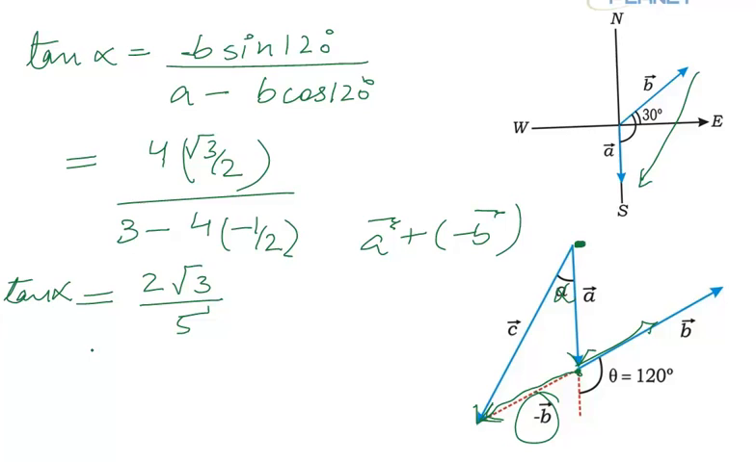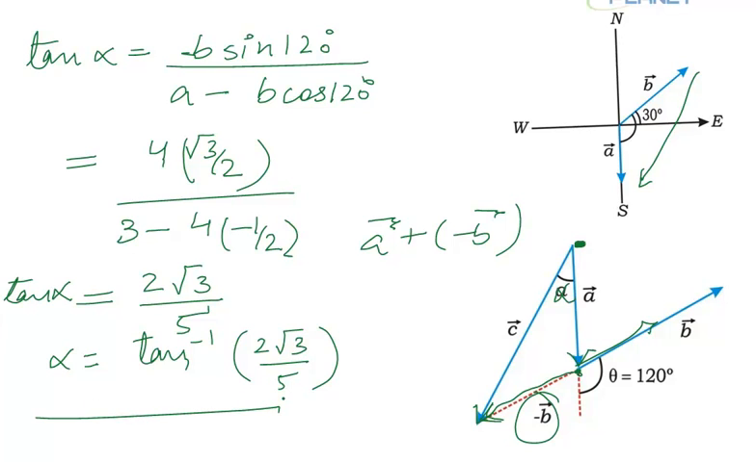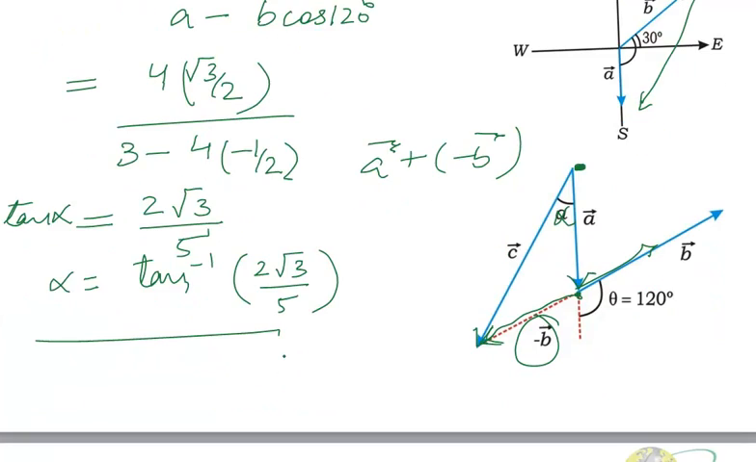So tan alpha is this much, or alpha is tan inverse of 2 root 3 by 5. So now you have both the things, magnitude as well as direction, in the case of A minus B. The magnitude is root 37 and the angle alpha that it makes with the south direction is tan inverse of 2 root 3 by 5.